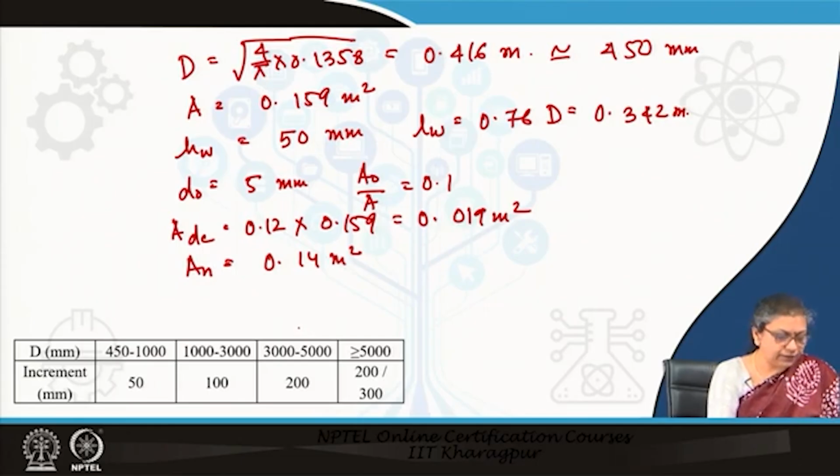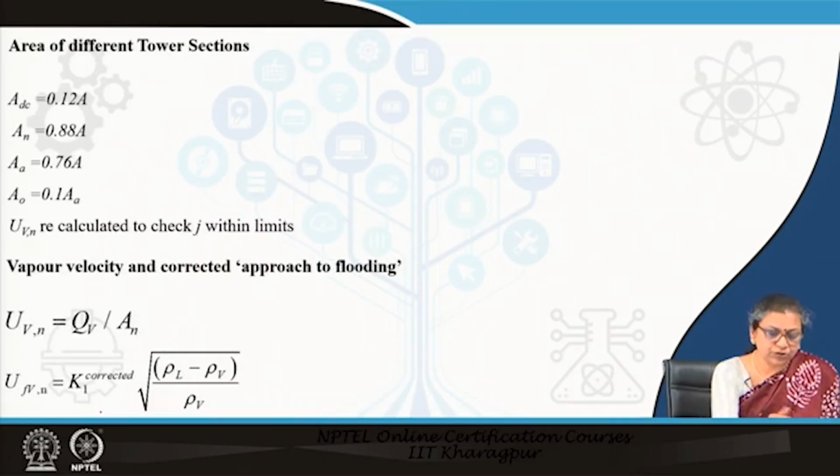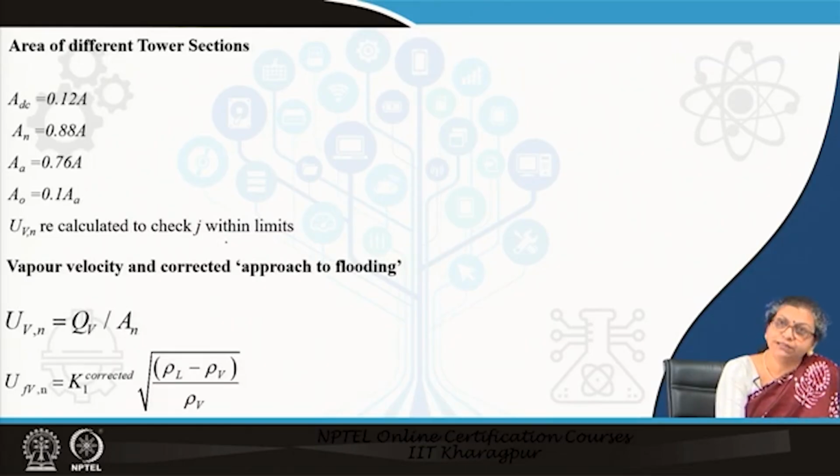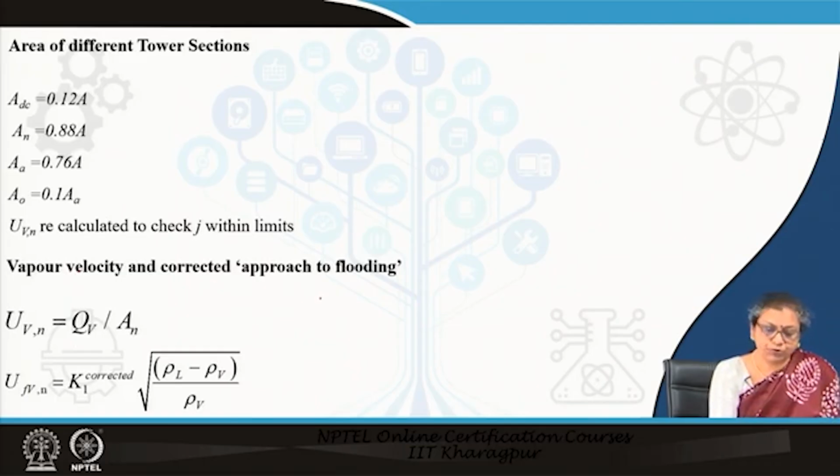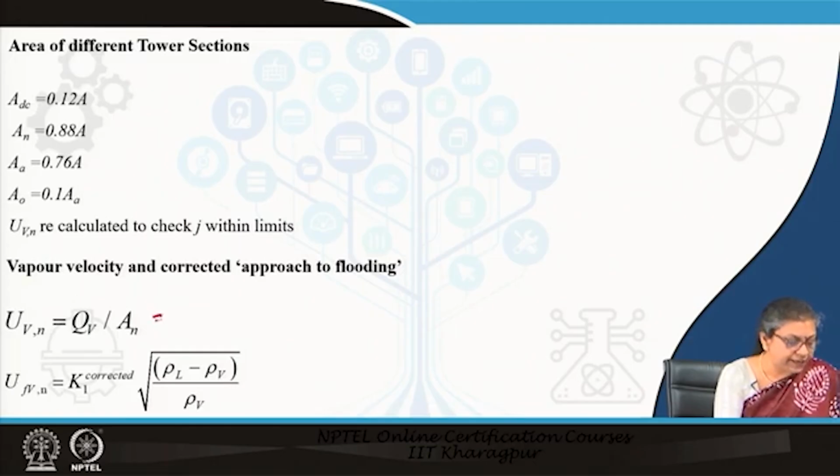So, therefore, we have calculated more or less these things. Now, once these are calculated, the next thing we need to do is find out the corrected approaches. So, all these things we have calculated and kept. What's the next thing that we will do? See, the diameter was rounded off. So, with everything we need to check the corrected vapor velocity and whether the approach to flooding is fine or not.